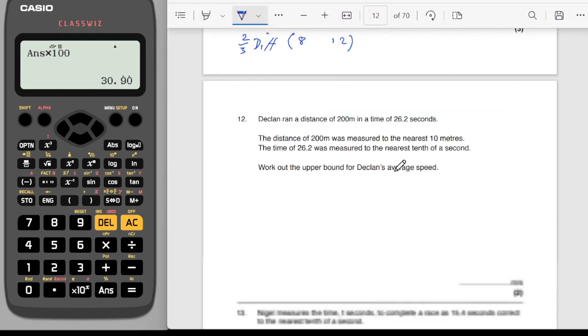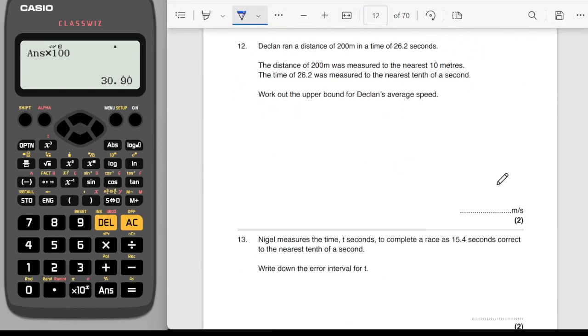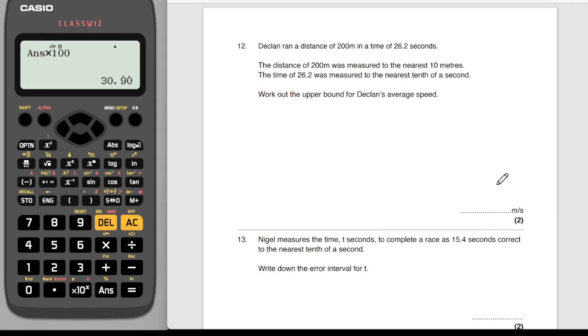Okay then, the next question, we're looking at question 12. Declan ran a distance of 200 meters in a time of 26.2 seconds. The distance of 200 meters was measured to the nearest 10 meters. The time was measured to the nearest tenth of a second. So work out the upper bound for Declan's average speed. Well, speed is equal to distance divided by time. So we want the maximum speed, the upper bound, so I'm going to call that SU for upper, and I'm going to have to take the maximum distance and the minimum time to make it the fastest speed.